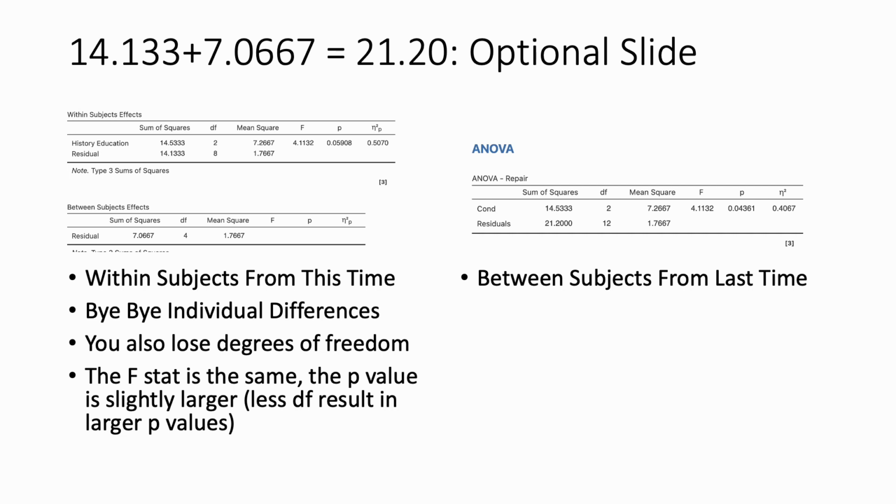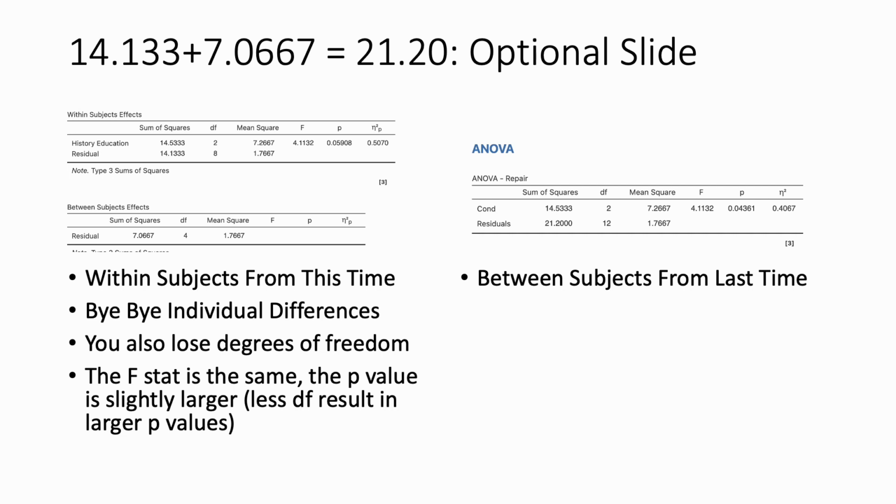This is all I'm going to cover about the math today, but the within subjects design is removing that quantified individual differences in preference of reparation, that is the sum squares of 7.0667, from the error term, because 21.200 is what we get in the error term when we don't remove individual differences. When we remove them, we get 14.1333. Now, if you look, the two F's are the same.